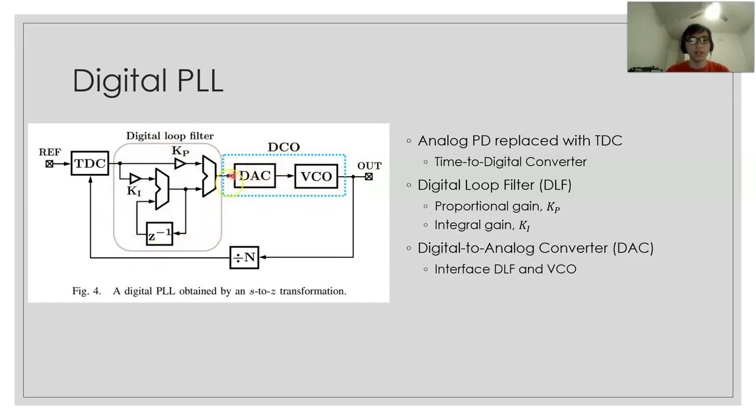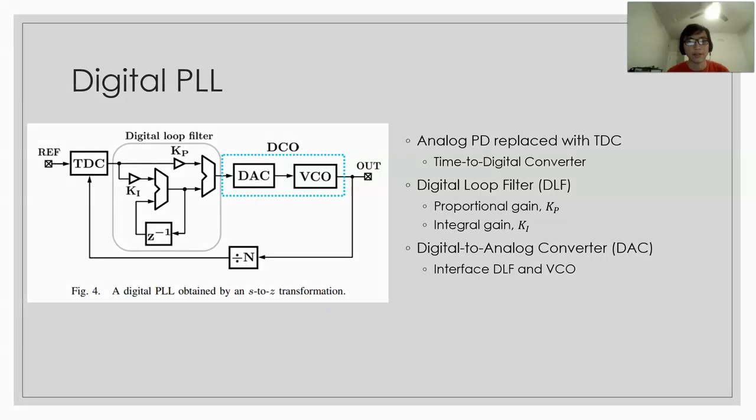The DCO stays quite the same as the analog one, and the divider stays the same. But the digital loop filter has been digitized, and also there is the TDC, which is the new block, the time to digital converter, which will be discussed right after this.